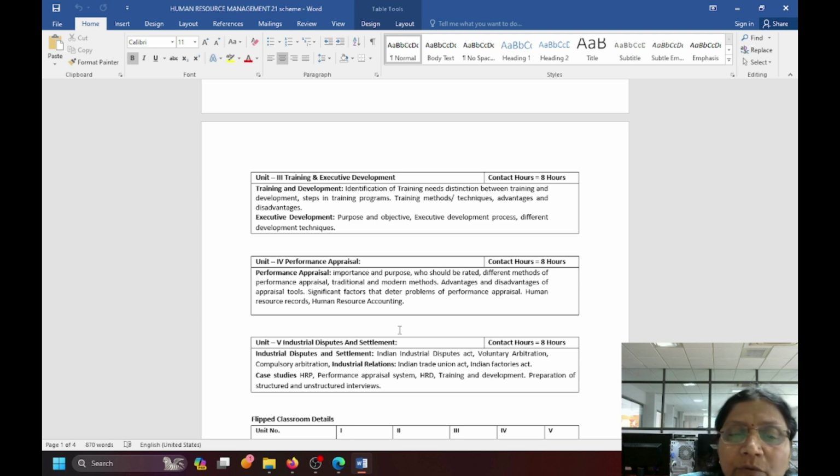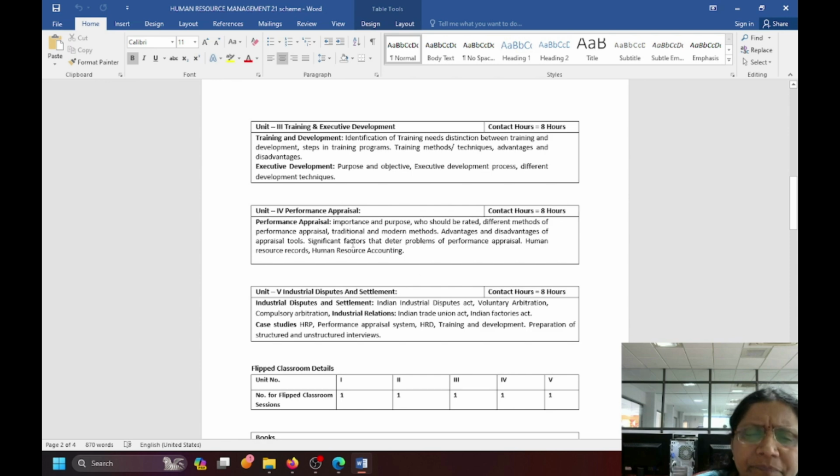That also you are going to learn in the fourth unit: the importance, the purpose, who should be rated, how he or she should be rated, based on what they are supposed to be rated, the different formats available for performance appraisal, the different components to be considered, whether we need to follow traditional or modern methods, the different traditional and modern methods available for performance appraisal, advantages, disadvantages, and applications. All those things you are going to learn in unit 4. Then the last part is industrial disputes and settlement.